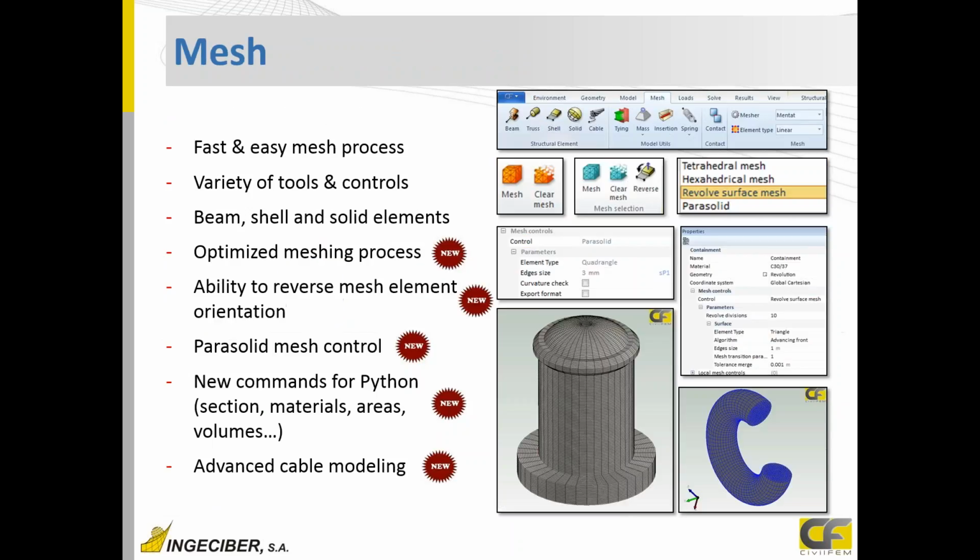Okay. The next process is the mesh. The mesh capabilities in CivilFEM were improved. Okay, we have tools to mesh beam, shell, and solid elements. The meshing process has been optimized. One of the new enhancements is the ability to reverse the mesh element orientation.